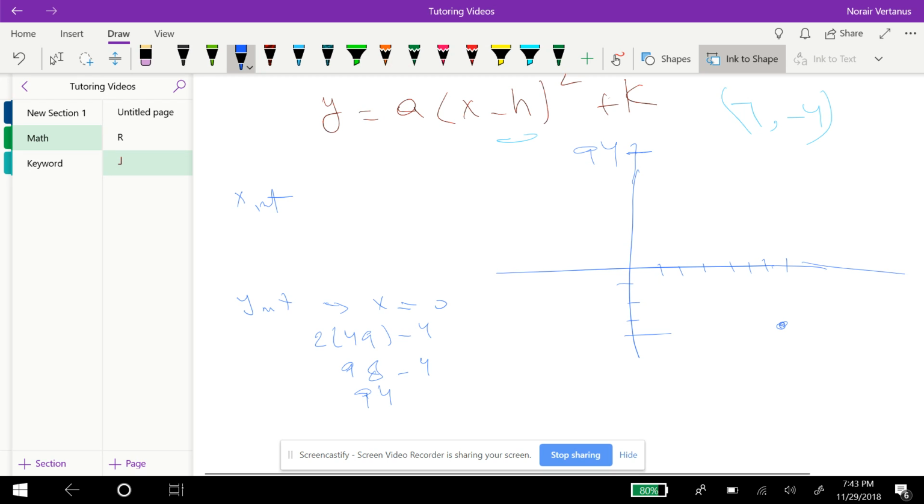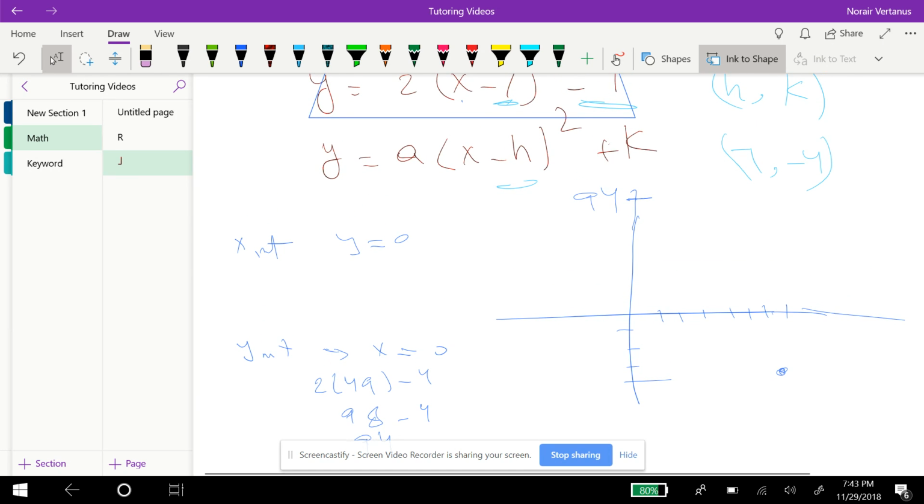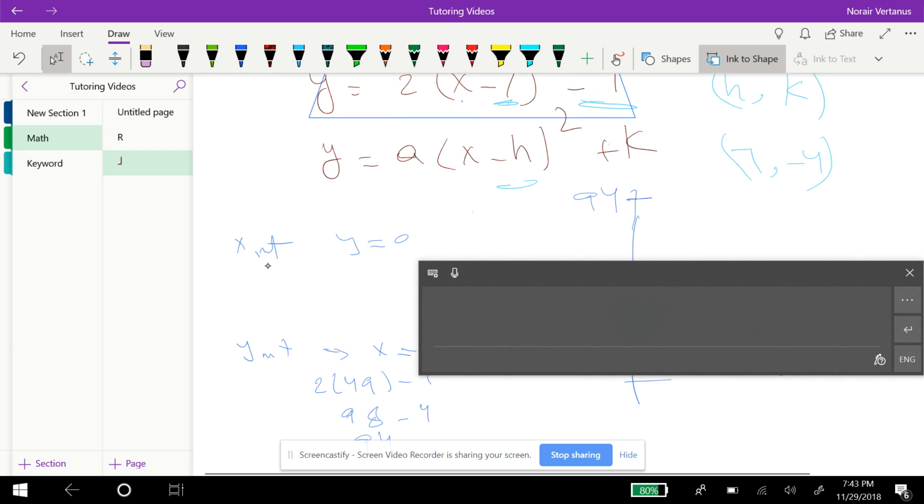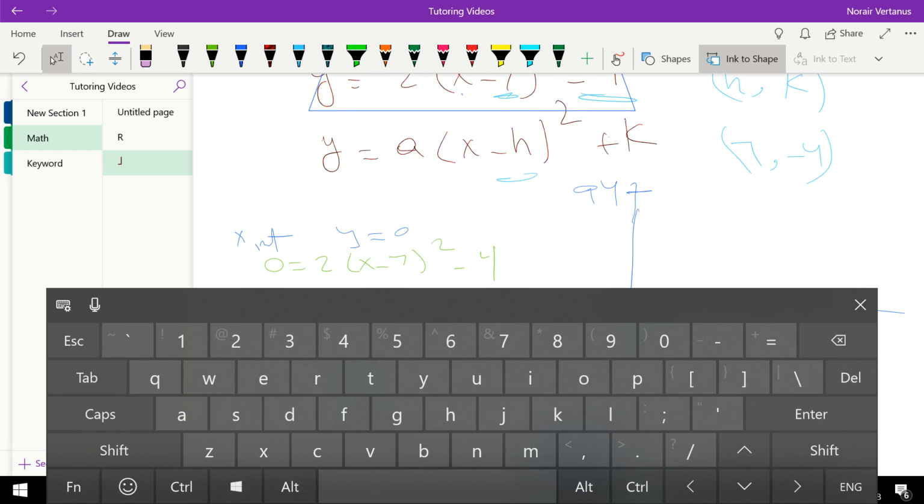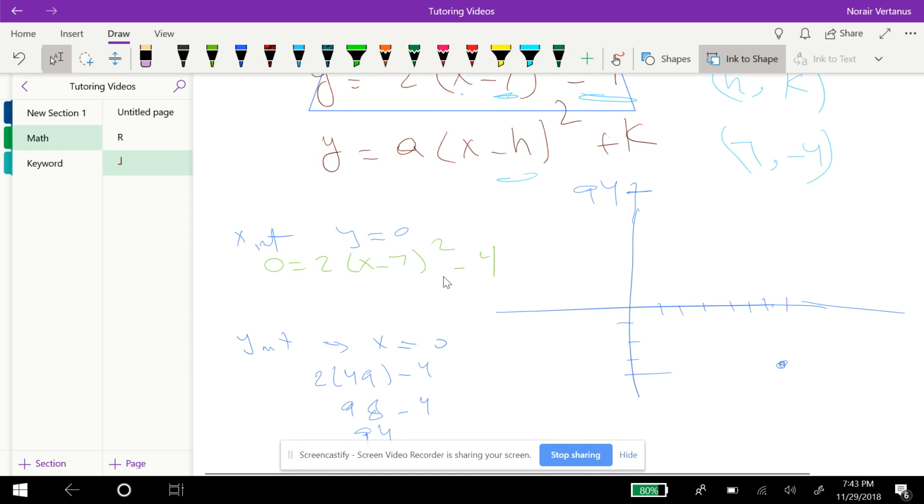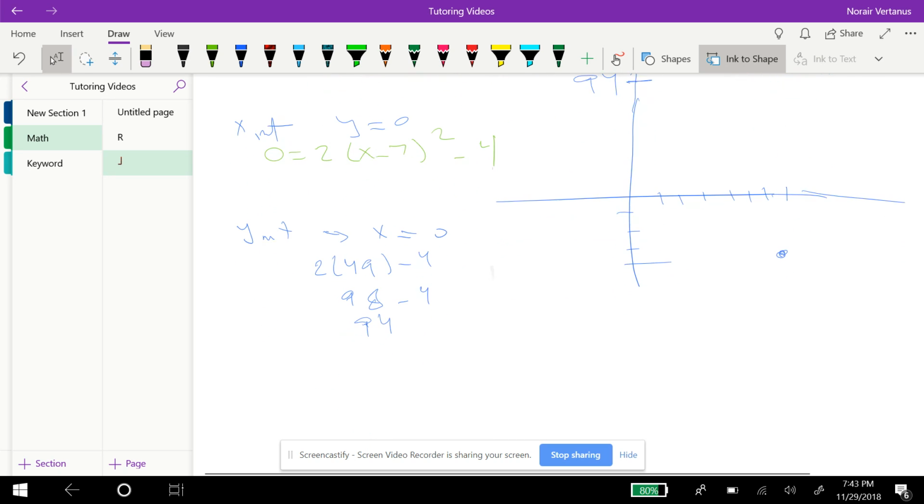And what is the x-intercept? For the x-intercept, you put y equal to 0. So that's going to be 0 equal to 2 times x minus 7 squared minus 4. To solve this, you plug in 0 for y.